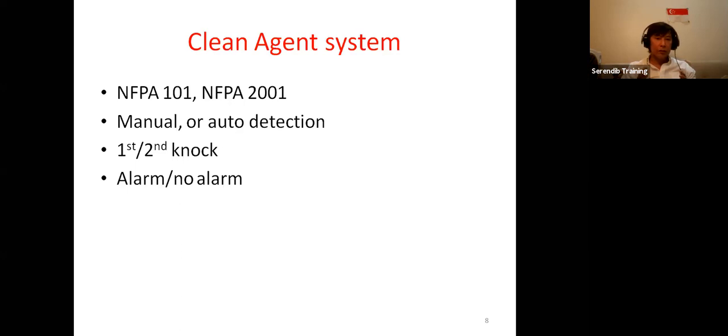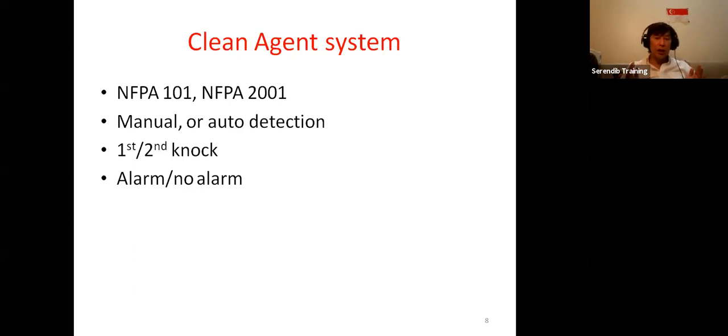And the industry, for me, from the time I came to this part of the world, I have seen just this, right? And when I say no, a clean agent protected room, a clean agent system does not require the room to have automatic detectors. Depend on what you want. You can also have just manual activation.